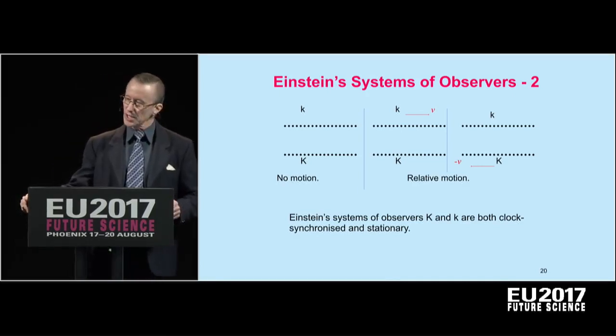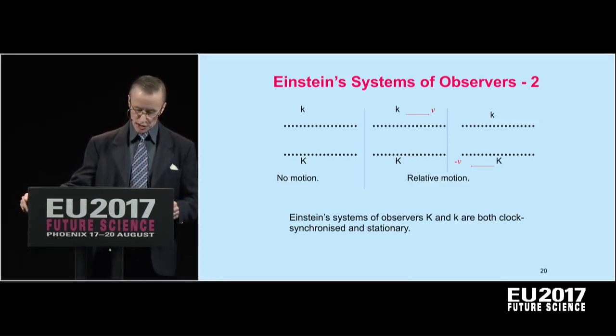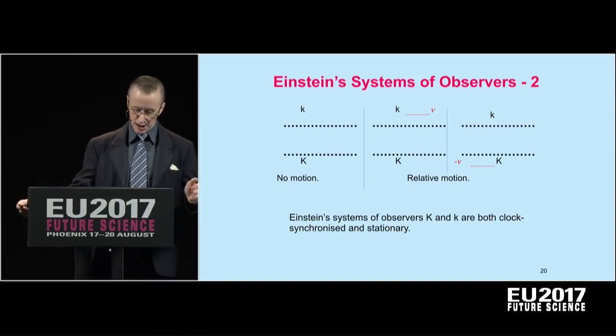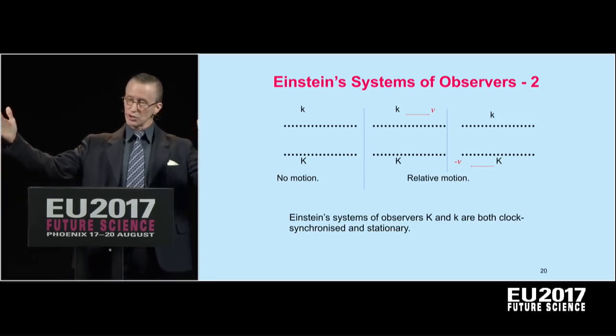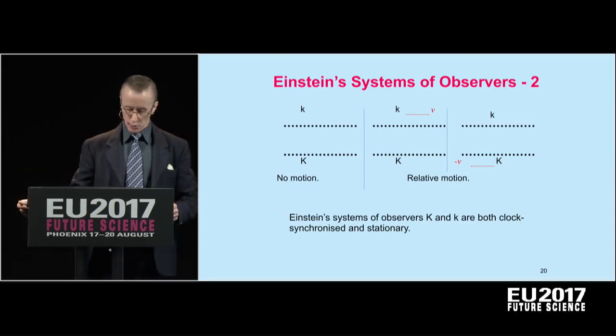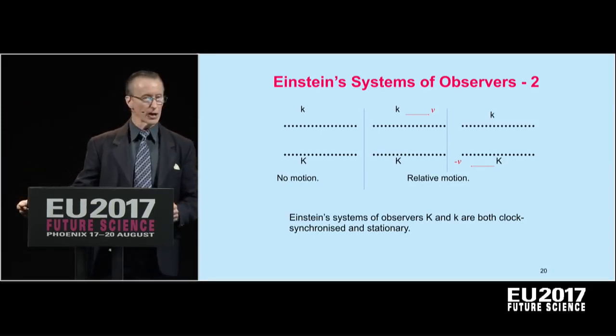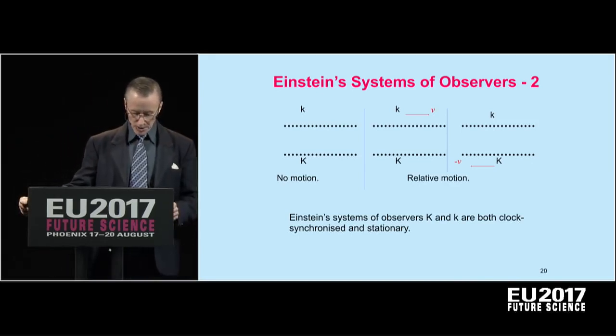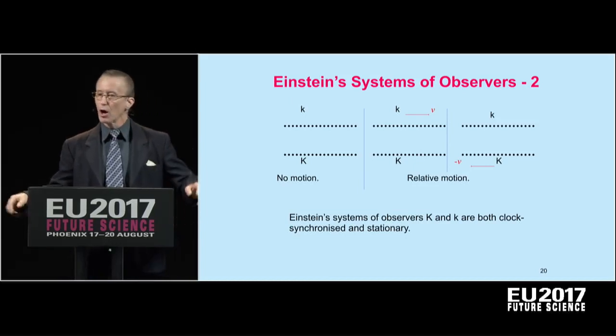Well, Einstein keeps capital K as his stationary system, and he says that the little k is the moving one. Well, if it's moving to the right in the middle one, k is moving to the right with respect to big K. And on the final diagram, the little k system, the whole system is moving along to the left at some speed v. Well, that's minus v according to K, because it's in the opposite direction. And Einstein's systems of observers K and k are both clock synchronized and stationary.